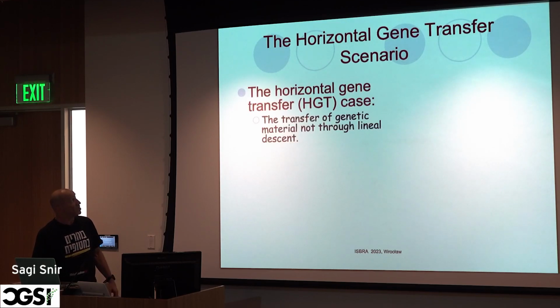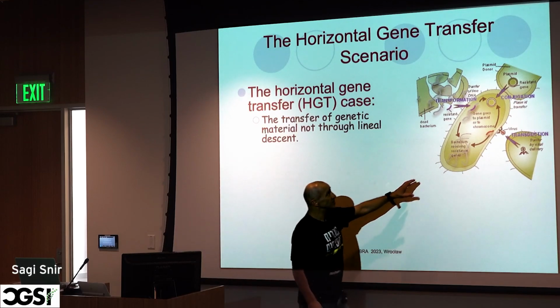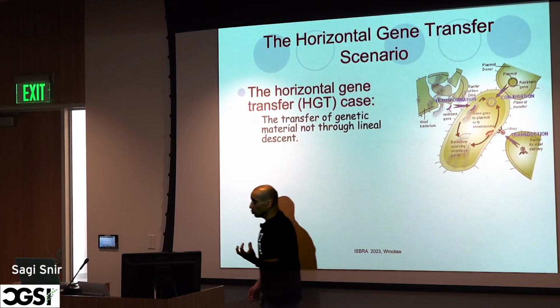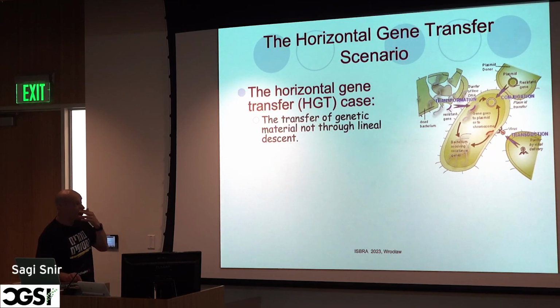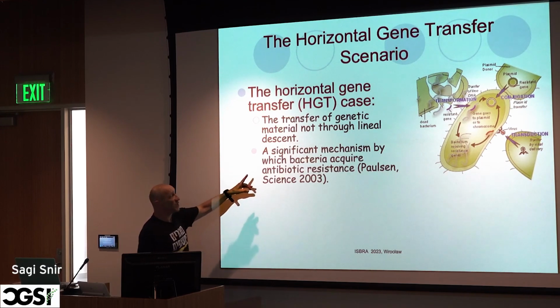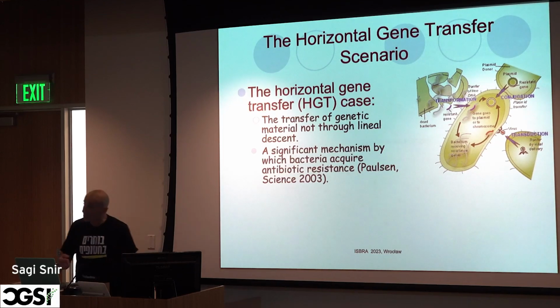So the transfer of genetic material, not through linear descent. I think Itai used a very similar slide of the three causes of gene transfer: viruses, plasmids, and so he focused only on plasmids, but there are two more causes of gene transfer. And this is a significant mechanism by which bacteria acquire antibiotic resistance and also conquer niches.